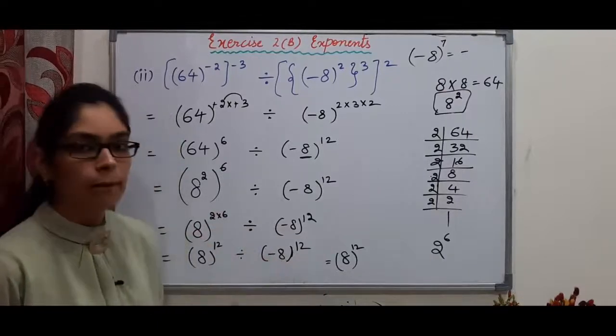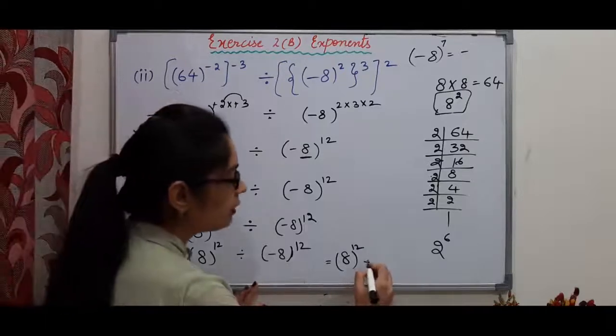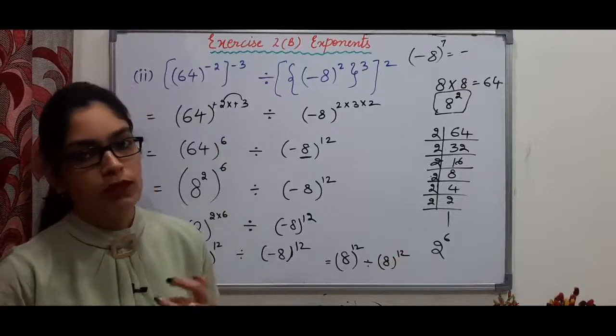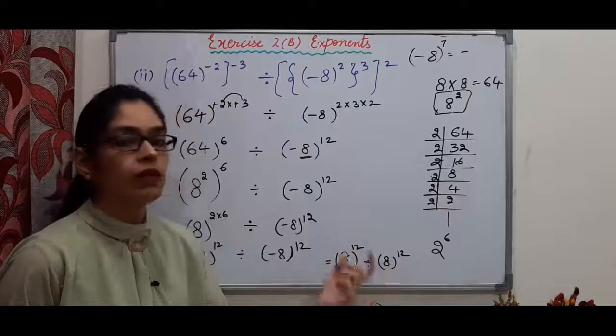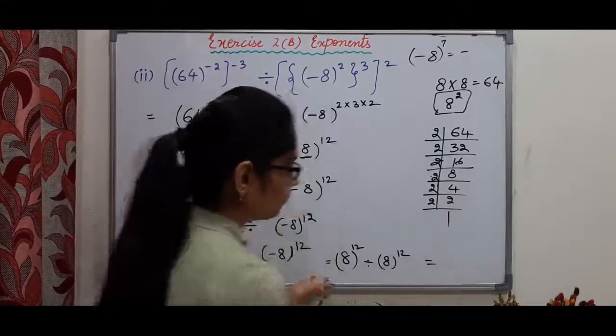So what I am going to do, instead of taking it as minus 8, I will take it as plus 8 only, because it won't make any difference. With even power, answer will always be positive. This is also a positive number, so we can write this also as plus 8 only, it won't make a difference.